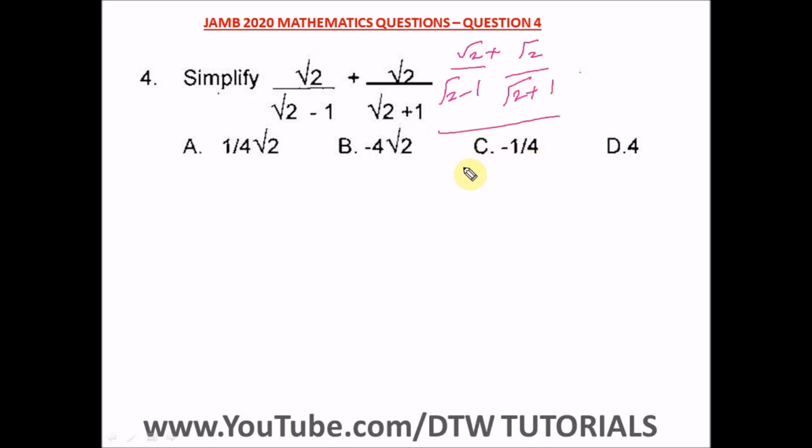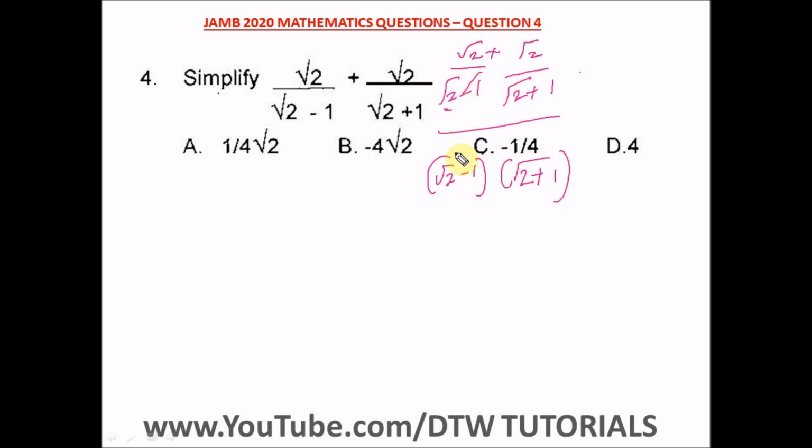LCM here, forgive me, I'm writing over. LCM should be root 2 minus 1, don't forget, and root 2 plus 1. So these are LCM. So bringing it down here, so we solve. So bracket open, root 2 minus 1, bracket close, bracket open, root 2 plus 1, bracket close, divided by this.